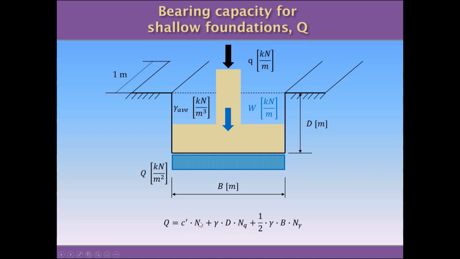We have the cohesion, for example, multiplied by this coefficient NC. We are going to see how to calculate it. Plus the second term is gamma, which is the unit weight of the soil under the foundation. D is this dimension in here, as you can see. NQ is another coefficient we are going to calculate with a funny formula. Plus half of the unit weight multiplied by B, the dimension of the width of this foundation, and multiplied by the last and third coefficient, N gamma, that we are going to determine for different cases.